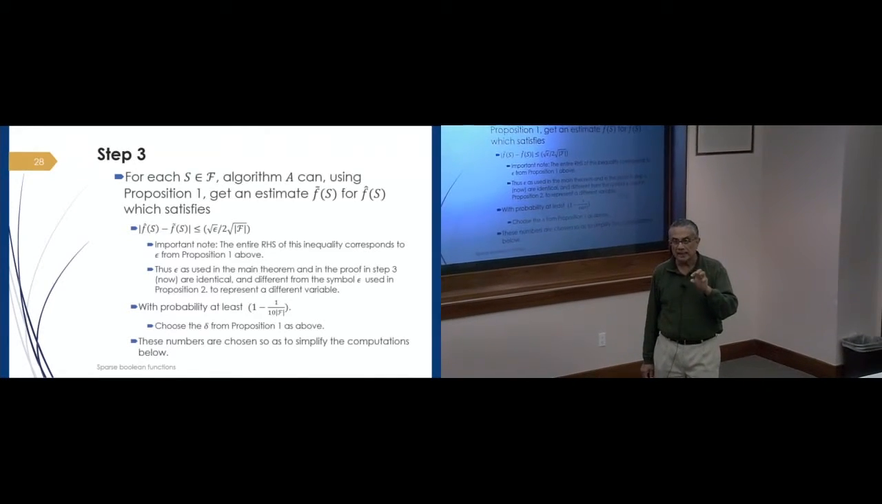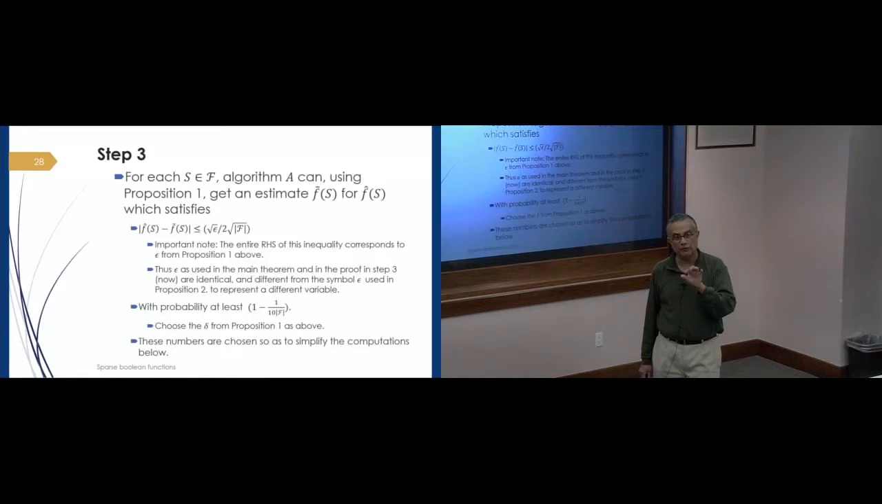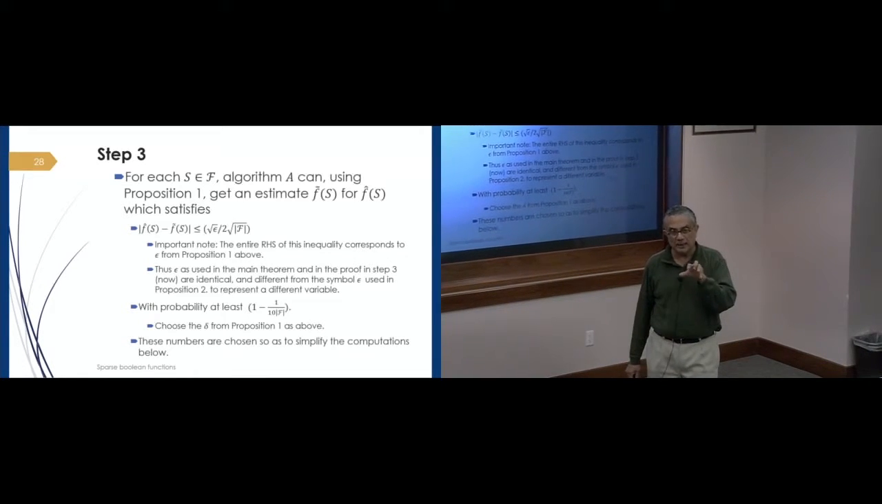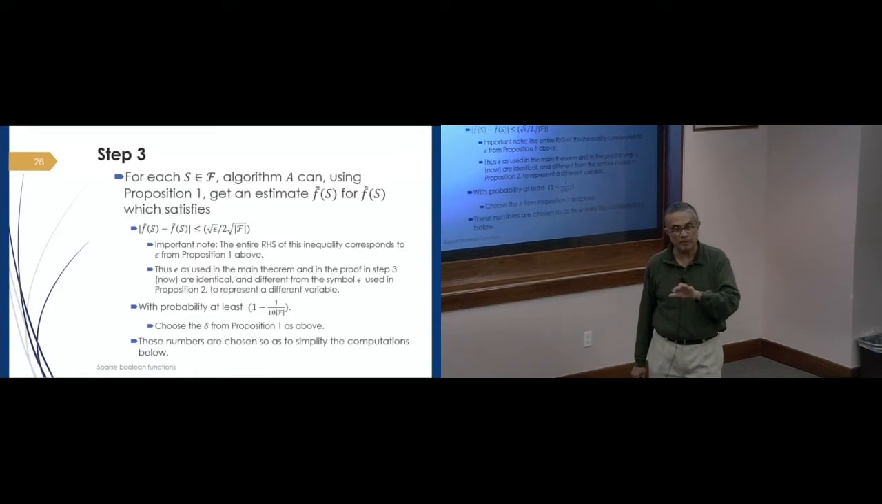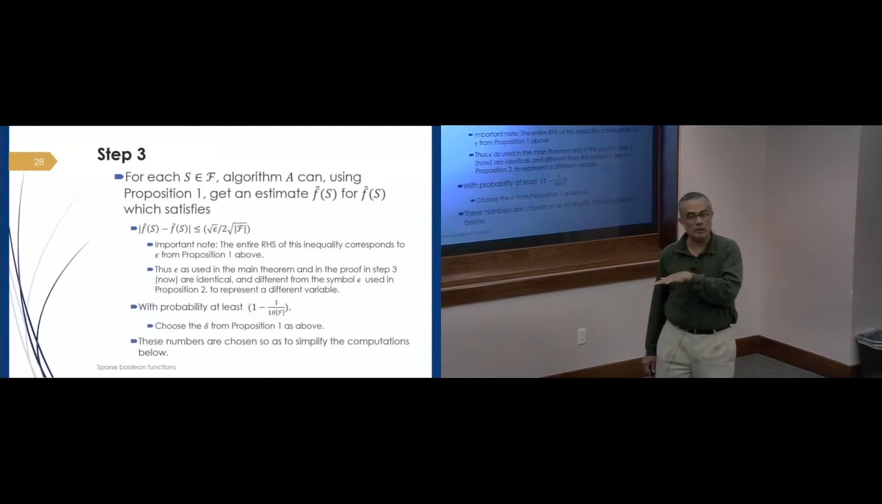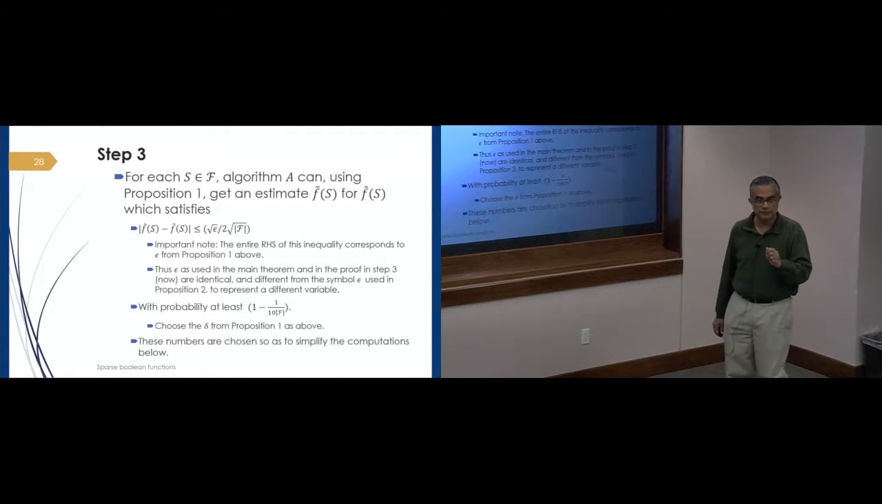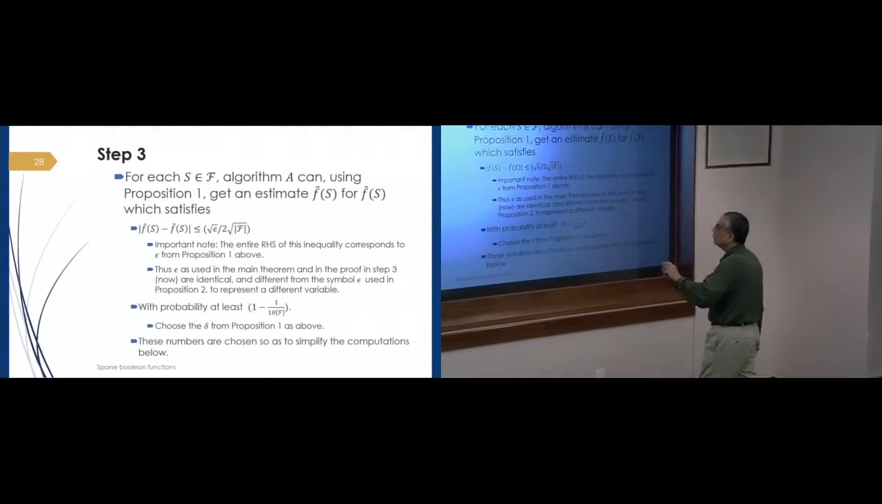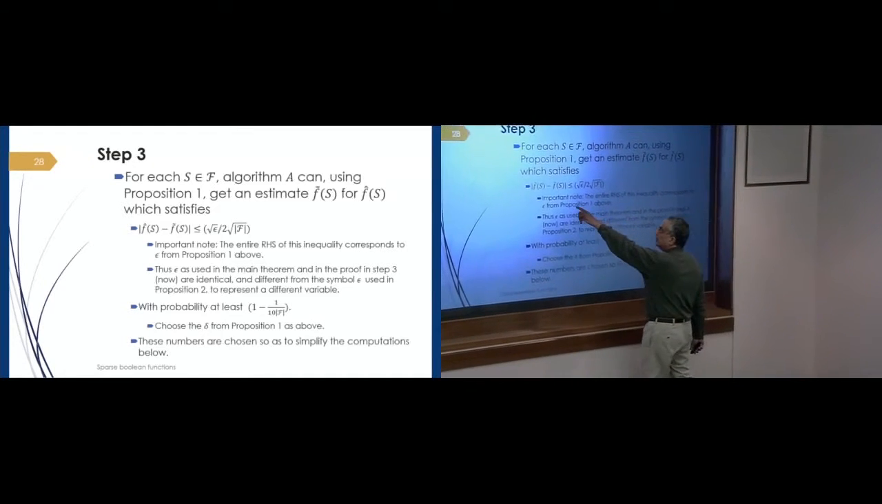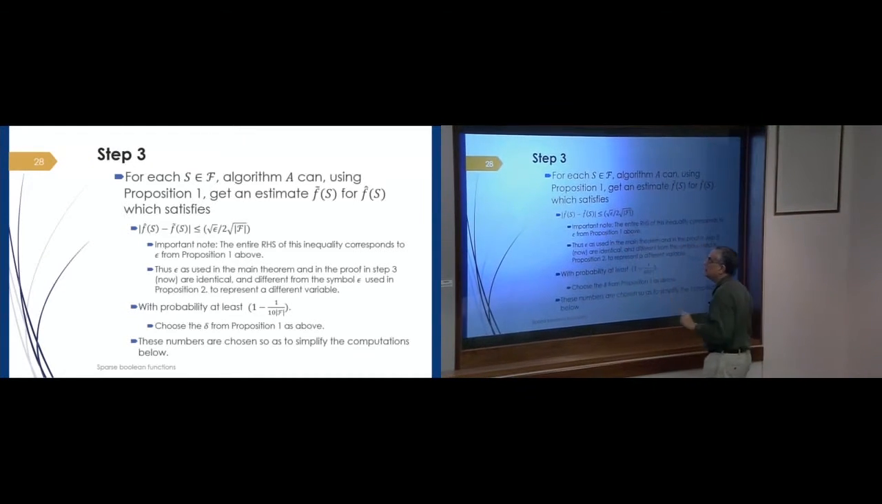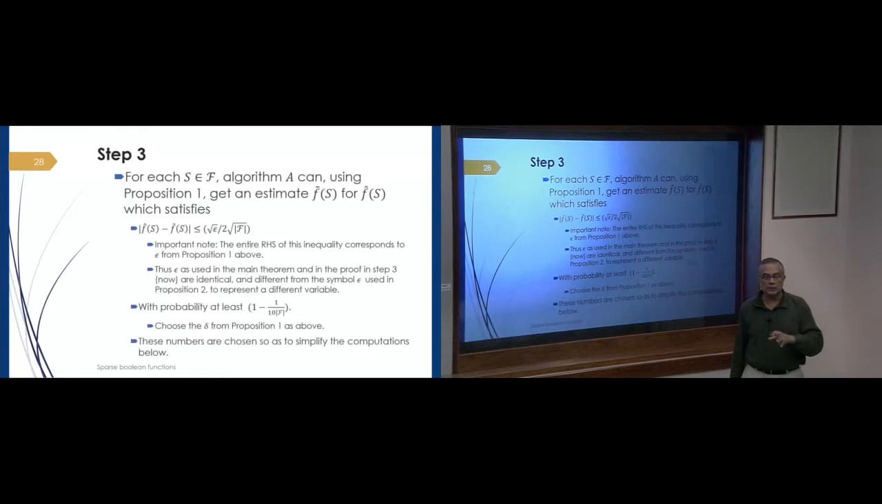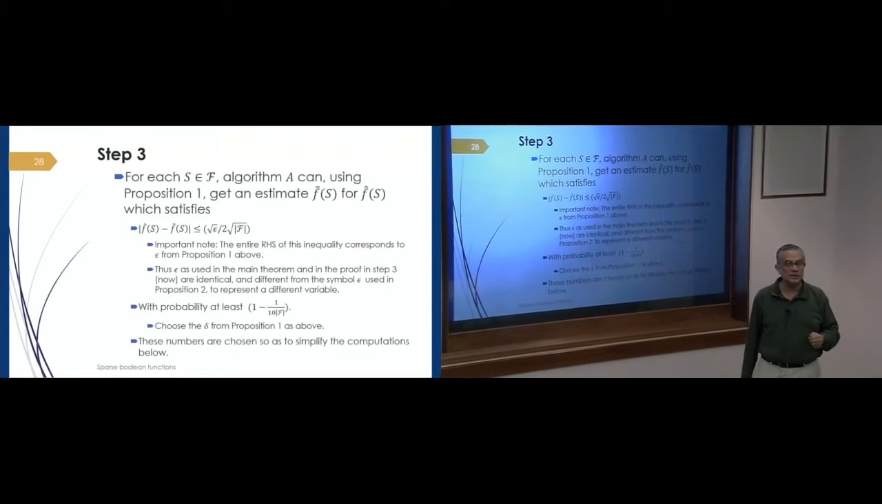But second, each of the f hats that we are using to build up are in turn being approximated, if you remember, by f tilde. And we are talking about the second type of approximation. So what we want is f hat minus f tilde, the difference, to be less than or equal to the expression you see there, which I can read out in a second.